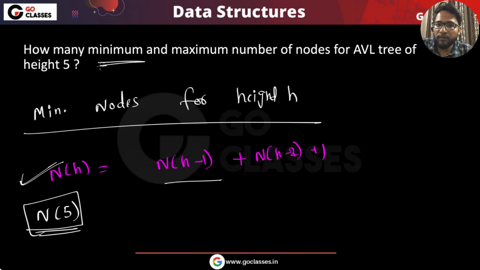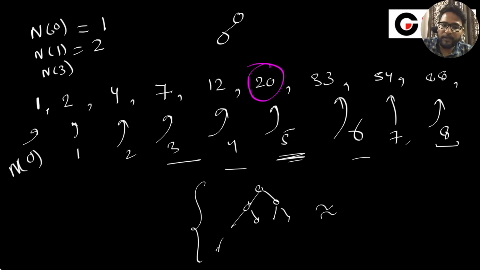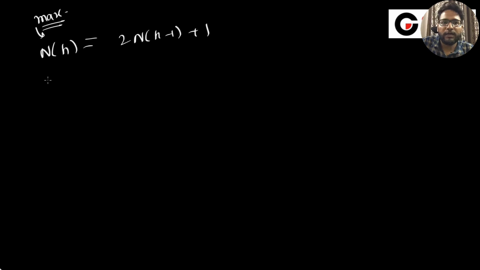Now this minimum is done, and then they are asking for the maximum number of nodes. For the maximum number of nodes, I will be applying a different formula. What is that formula? For the maximum nodes of height h, the formula is n_h = 2 * n_(h-1) + 1. Here the base case n0 is again 1, and n1 here is 3, right?